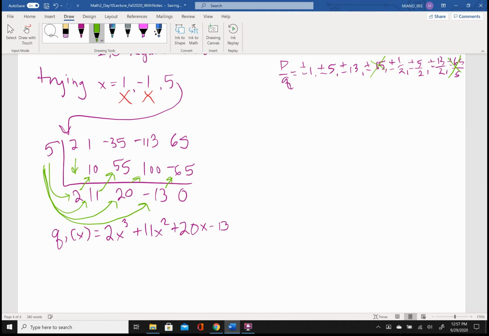However, I chose in the next iteration to not try positive 5 again. In the next step, from here, what were the next ones that I tried? x equals -5.